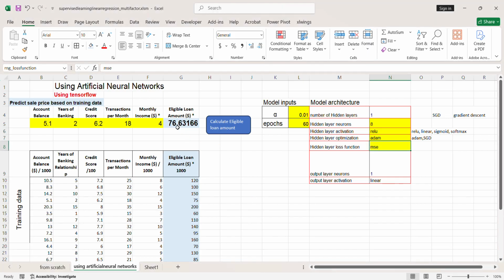Yeah, you can see 76 point something, which is on the positive side. So earlier it was on the negative side.